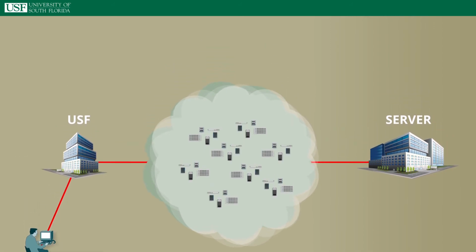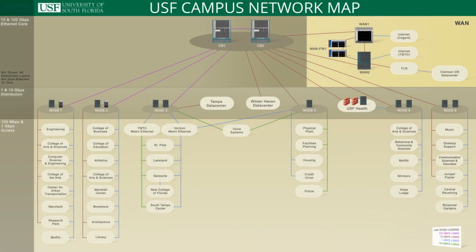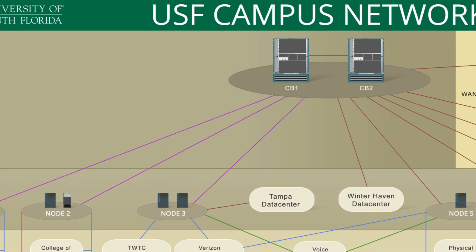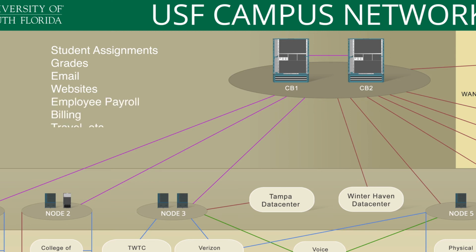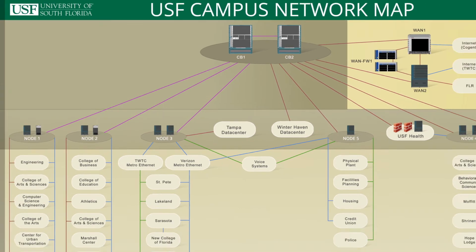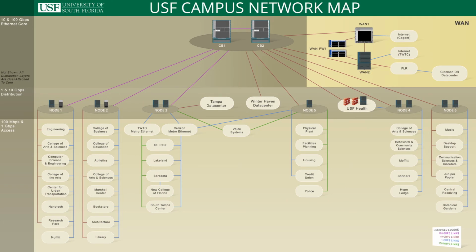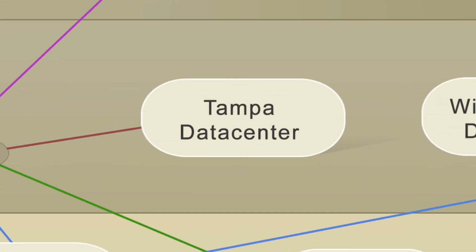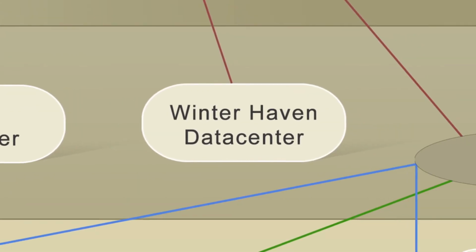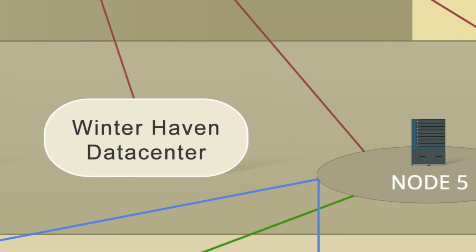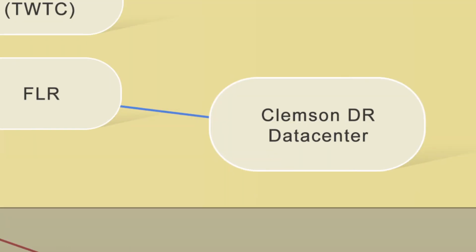We will now look at the network connectivity to the servers USF runs in its data centers. These data centers host all of USF's business data and applications such as student assignments, grades, email, websites, employee payroll, billing, travel, etc. To ensure continuous service, USF maintains multiple copies of its data. USF houses a primary data center on the Tampa campus, a secondary data center in Winter Haven, and a disaster recovery data center at Clemson University in South Carolina.